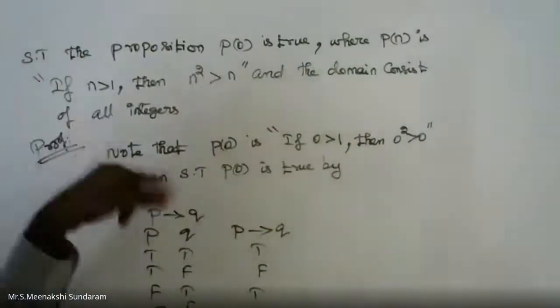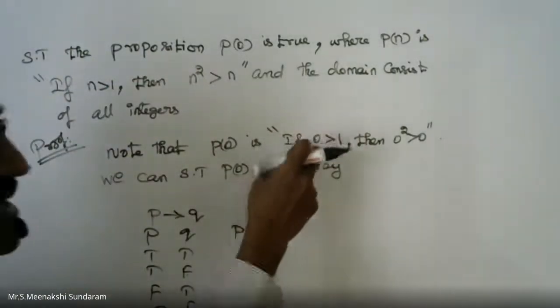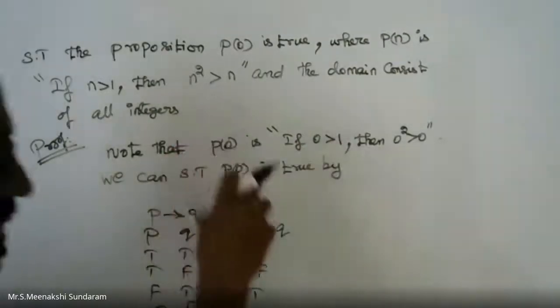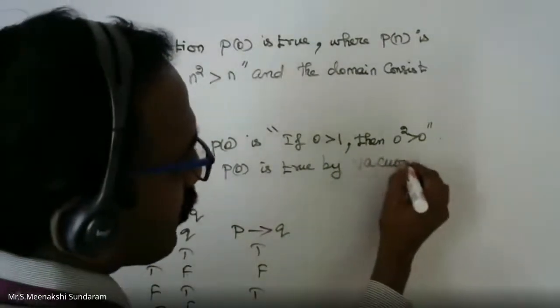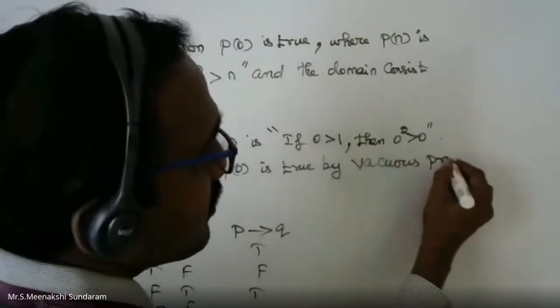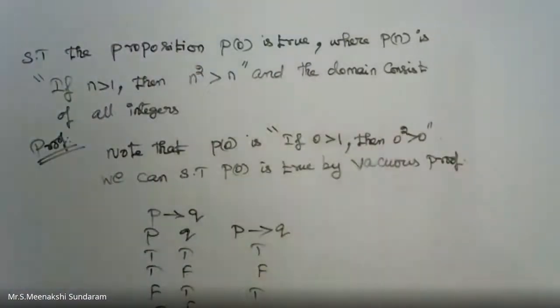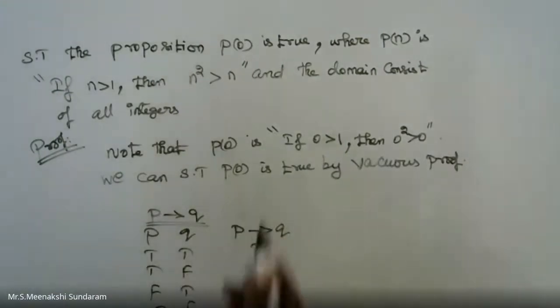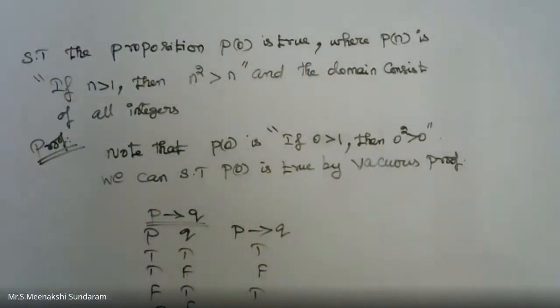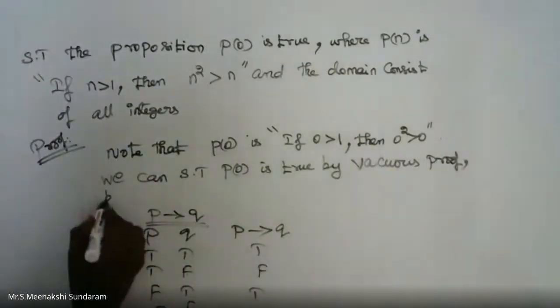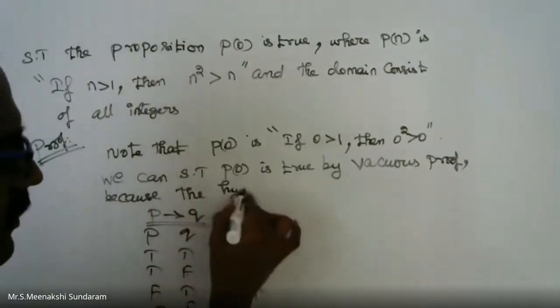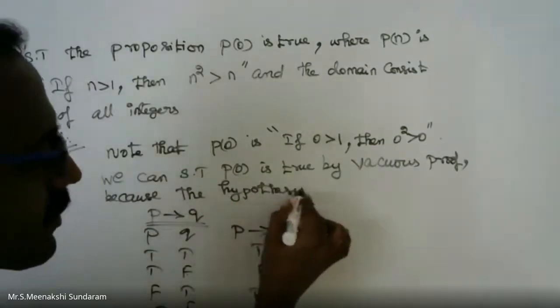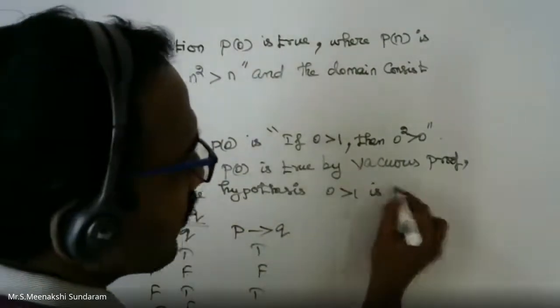Here the input is 0, and 0 greater than 1 is not possible. So now you can prove by vacuous proof. The given statement is true by vacuous proof, because the hypothesis, 0 is greater than 1, is false.